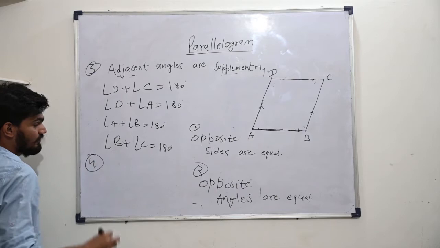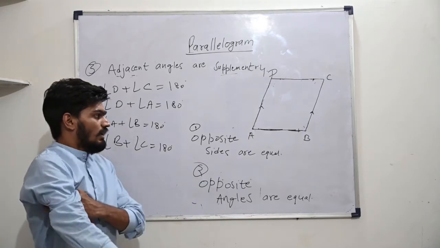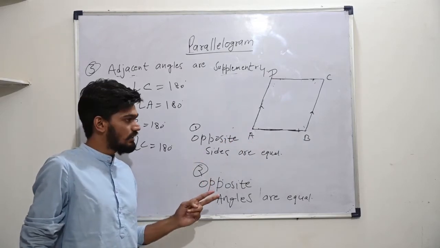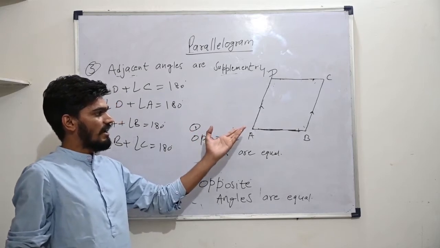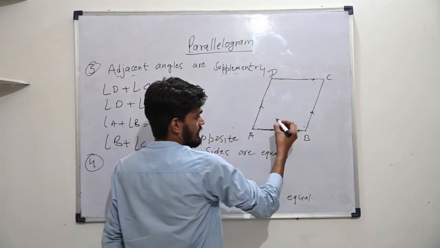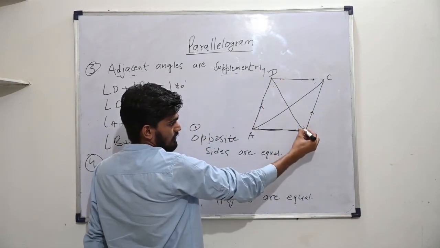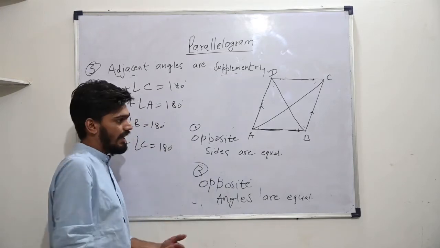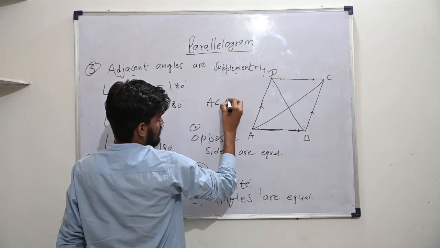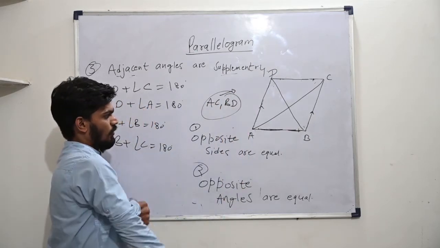Fourth property, diagonal of the parallelogram. What is a diagonal? A diagonal is what you get when you join two non-consecutive vertices of a polygon. So in this parallelogram, when you join two non-consecutive vertices, which are A and C, or let's say B and D also, then you get a diagonal. So here AC and BD are diagonals. All right. What does it say?